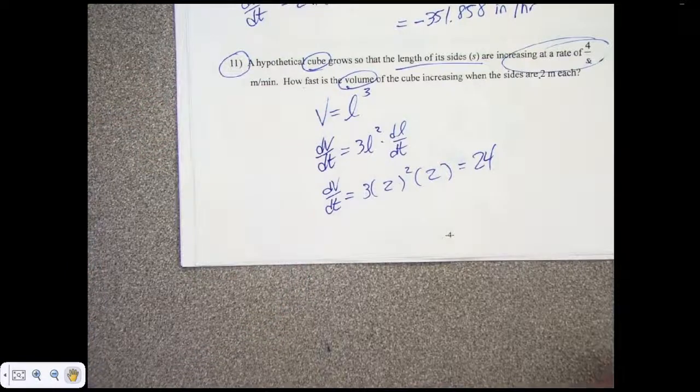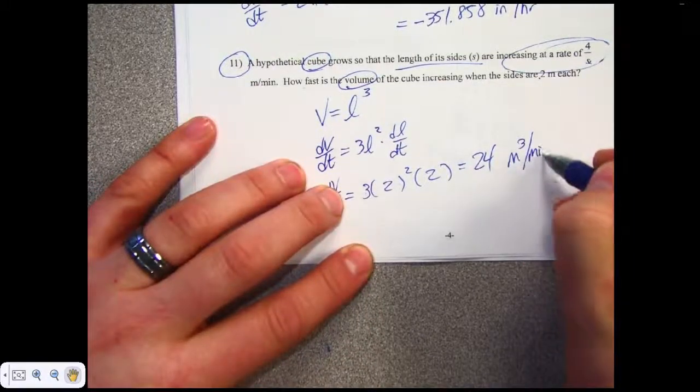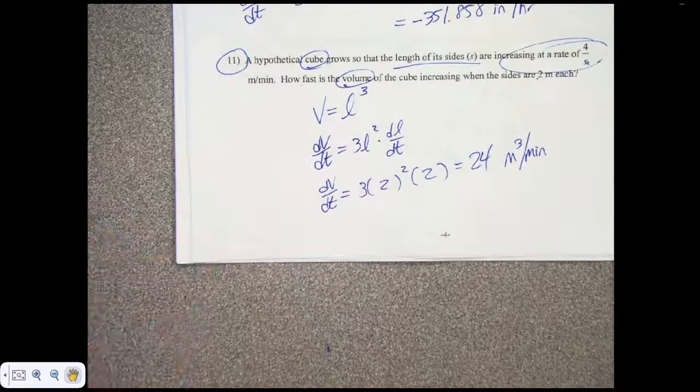Alright, what's the label? So it's volume. Are we going to be in meters, meters squared, meters cubed, or meters cubed per minute? Meters cubed per minute, because it's a rate. 11, okay. Those go alright? Okay. Let's go back to like number 1. Number 1 is a little bit tougher.